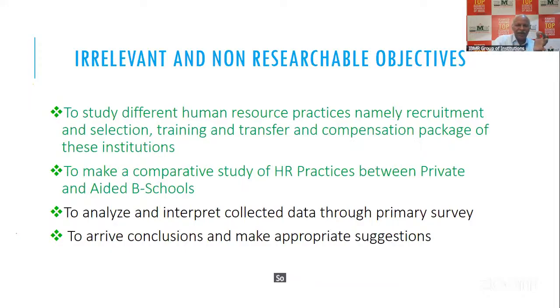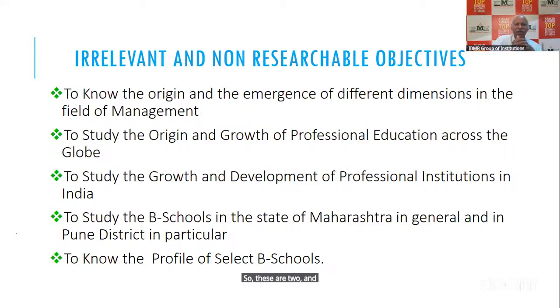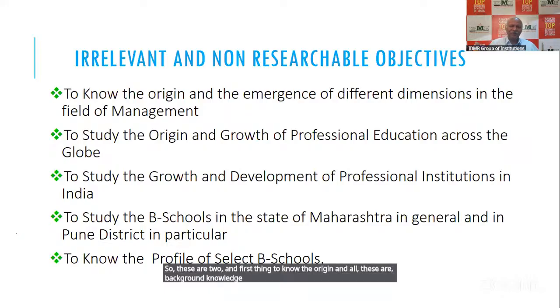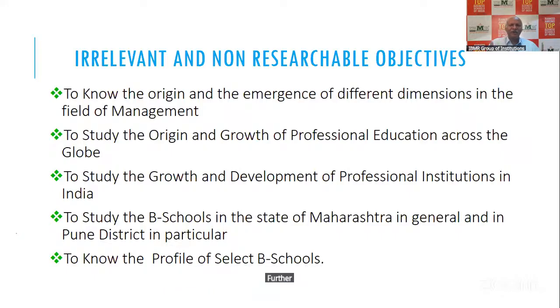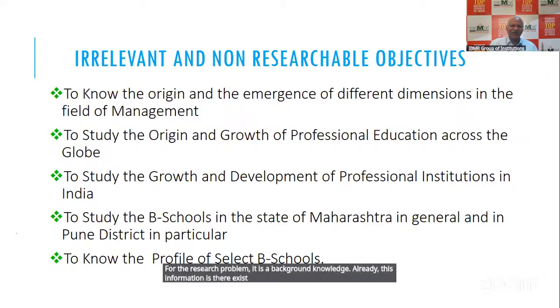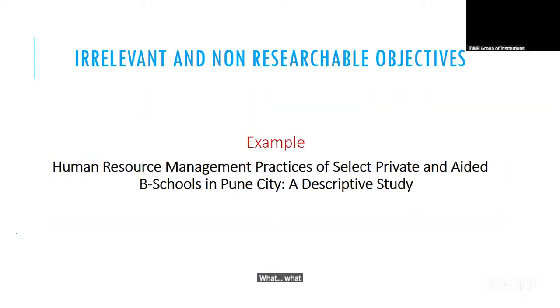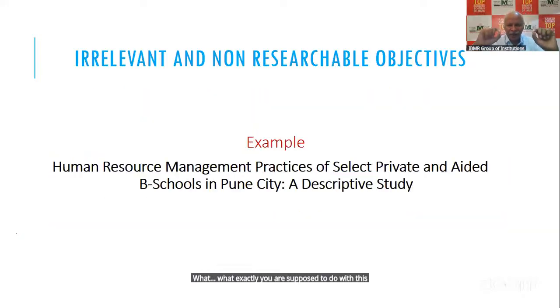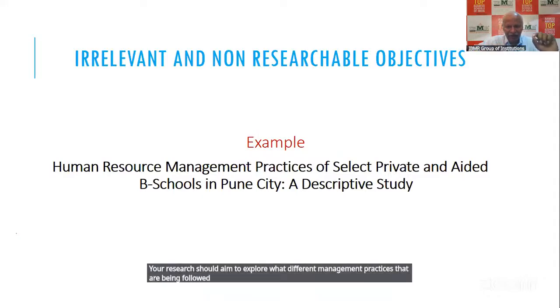So these are two. And the first thing, to know the origin and all, these are background knowledge. For the research problem, it is background knowledge. Already this information exists. What exactly are you supposed to do with this? Your research should aim to explore what different management practices are being followed by both these schools, private and public.